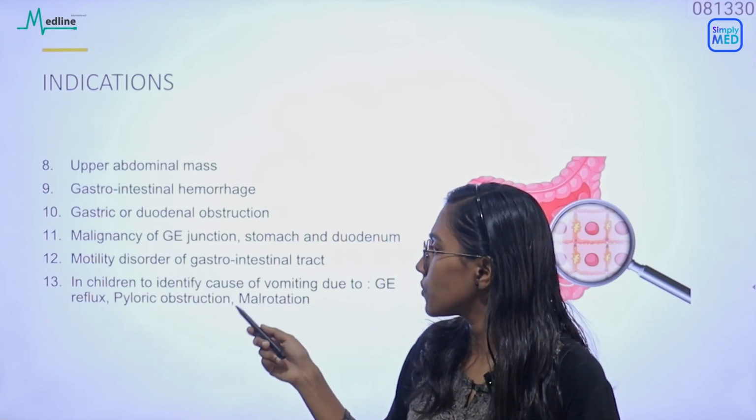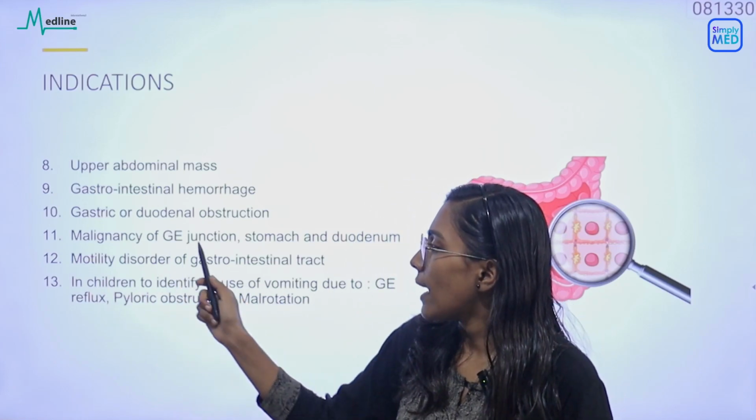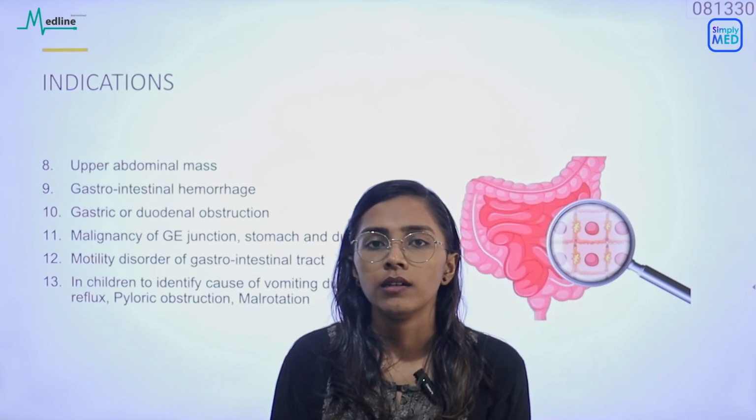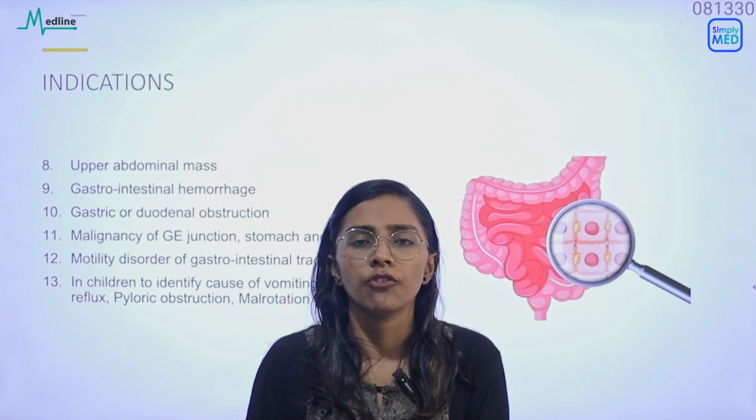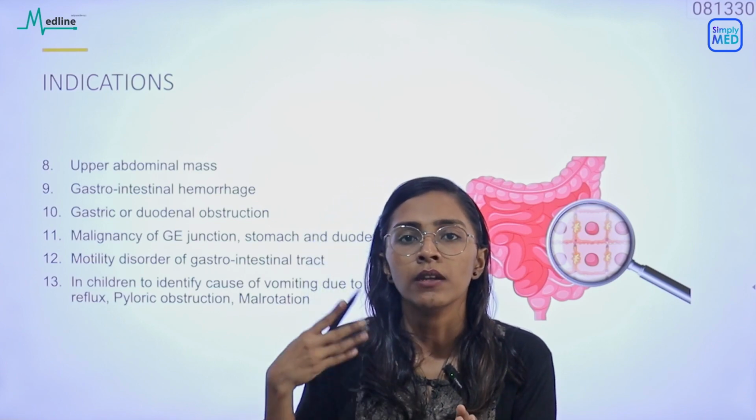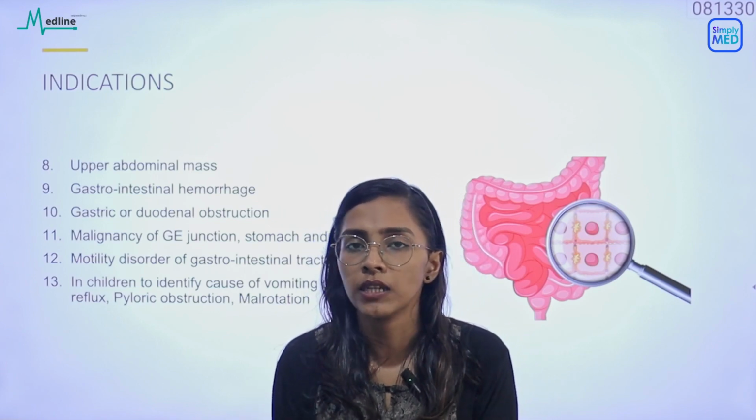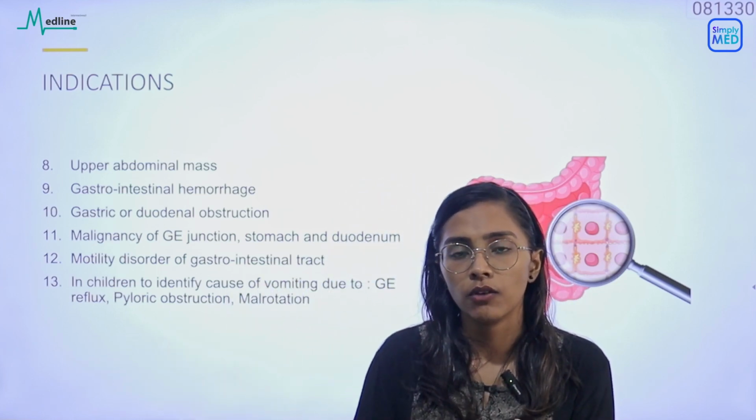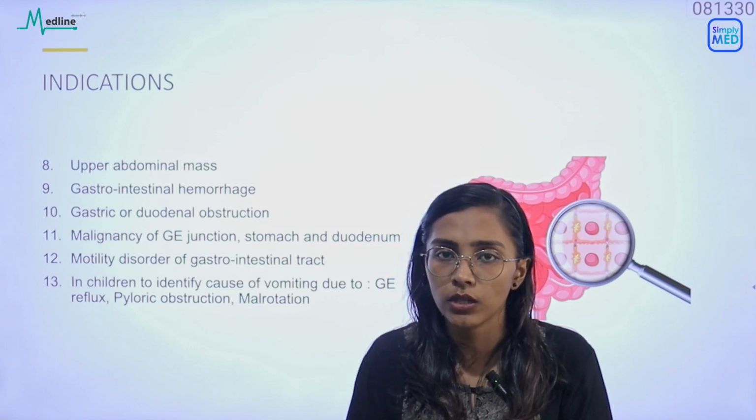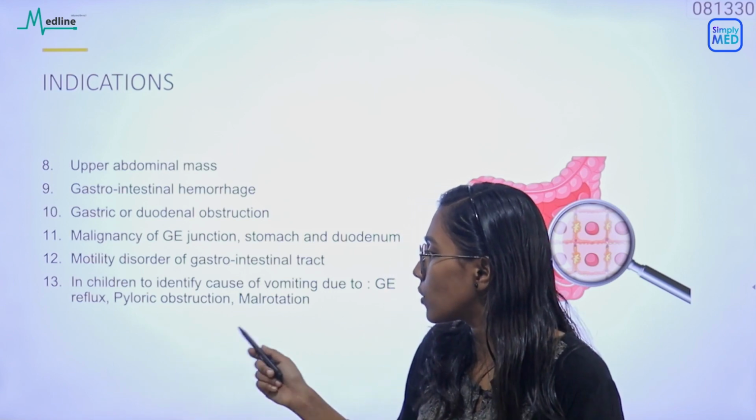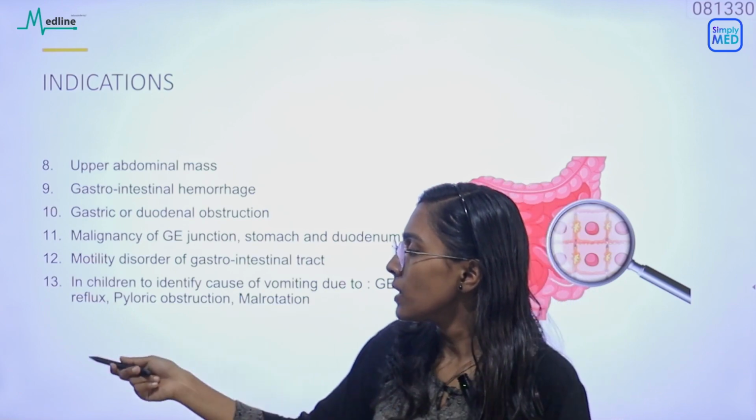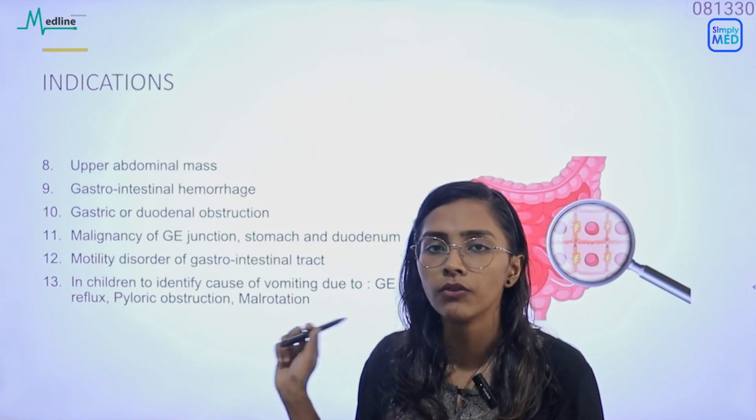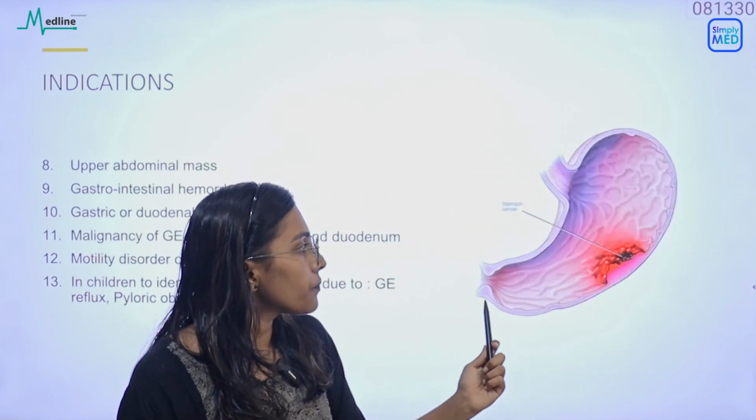Then motility disorders of the gastrointestinal tract, and in children to identify the cause of vomiting. Vomiting can be, as I said, indicative of many diseases. So in children, if they are having vomiting, then we can look for gastroesophageal reflux. Vomiting can be an indication of gastroesophageal reflux, pyloric obstruction, or malrotation. So in order to rule out the cause of vomiting, we can look for a barium study.